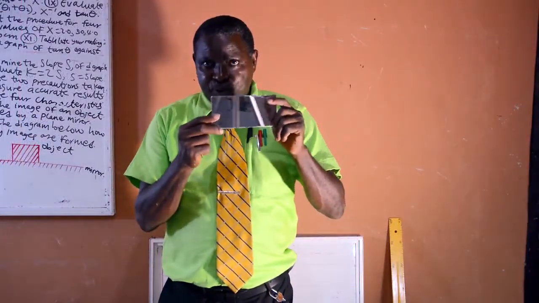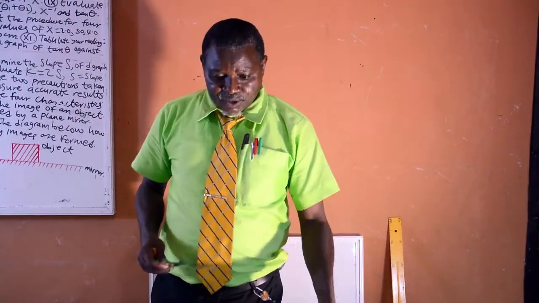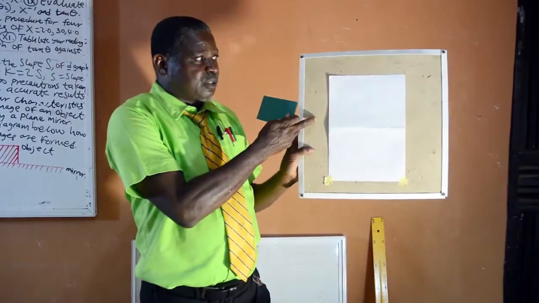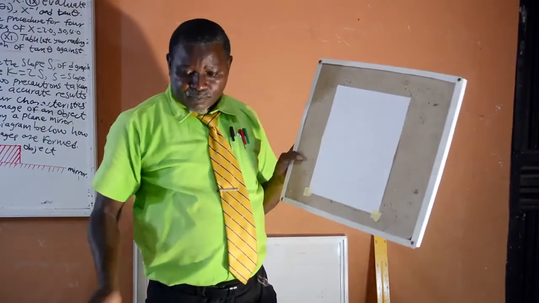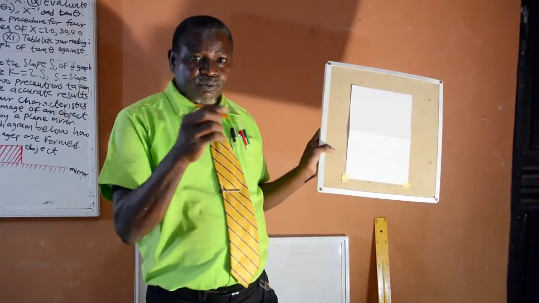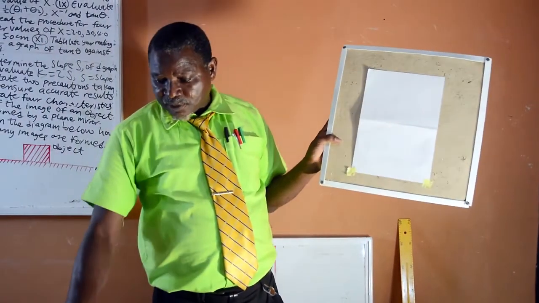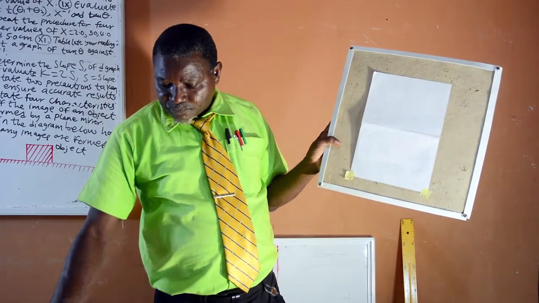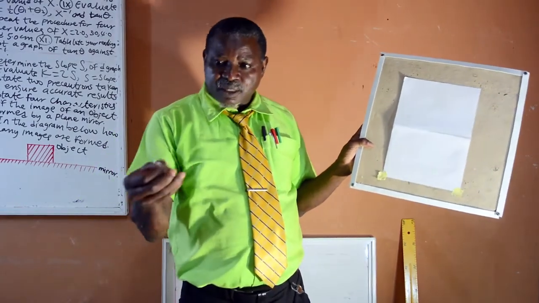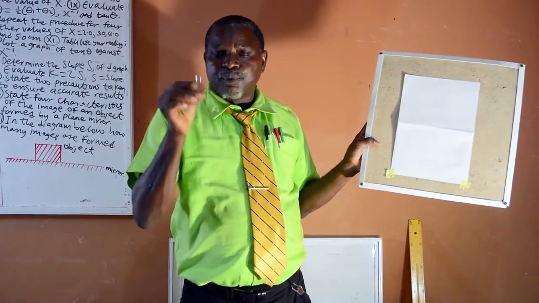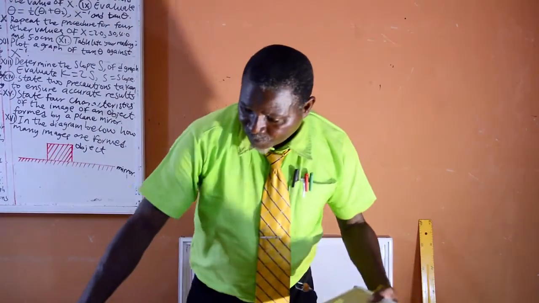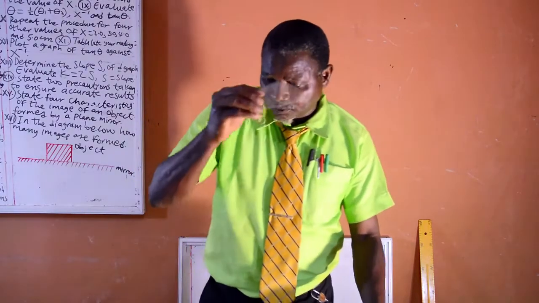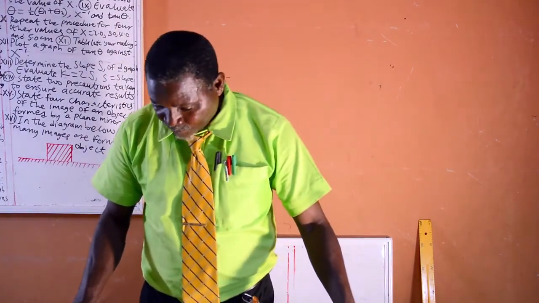This is the plane mirror. This is the drawing board, cellulose drawing board. This is a plain sheet of paper. This is a pencil. These are drawing pins. This is a protractor. We're going to use all of this.